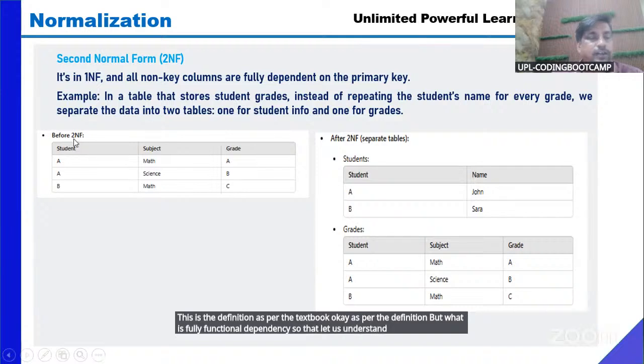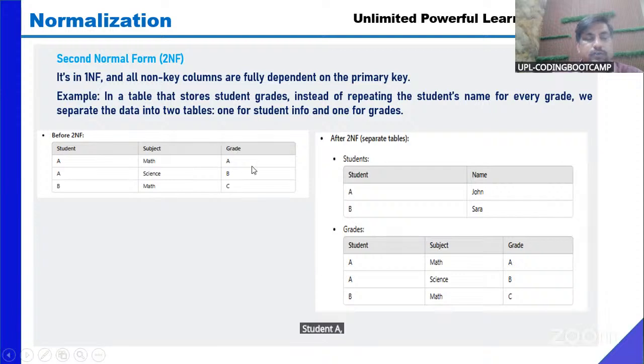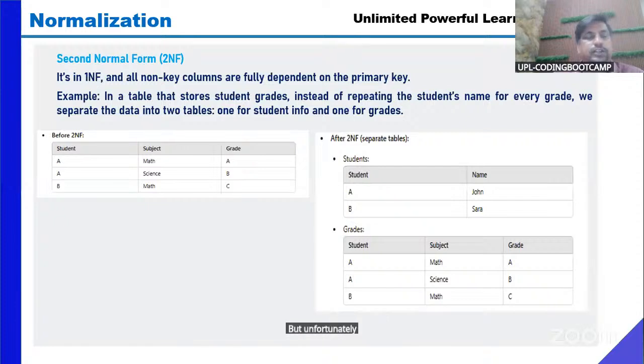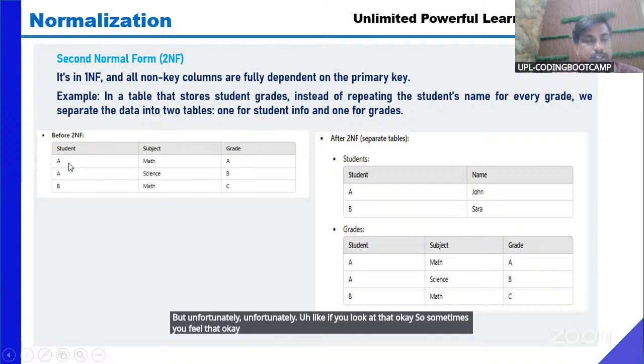Here, before second normal form, student A is in the first normal form. Why is it in first normal form? All the column values have a single value. But unfortunately, if you look at that, sometimes you feel that A belongs to subject, A belongs to grade.